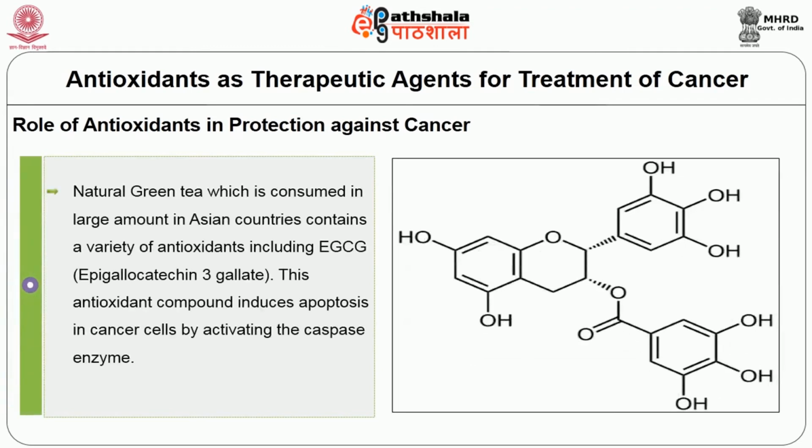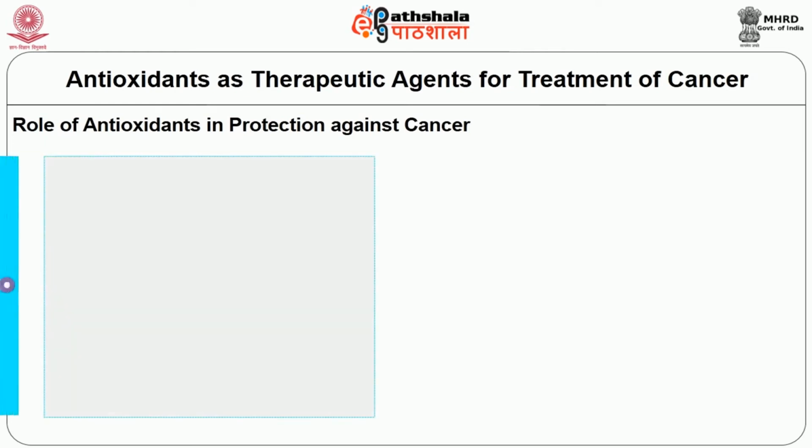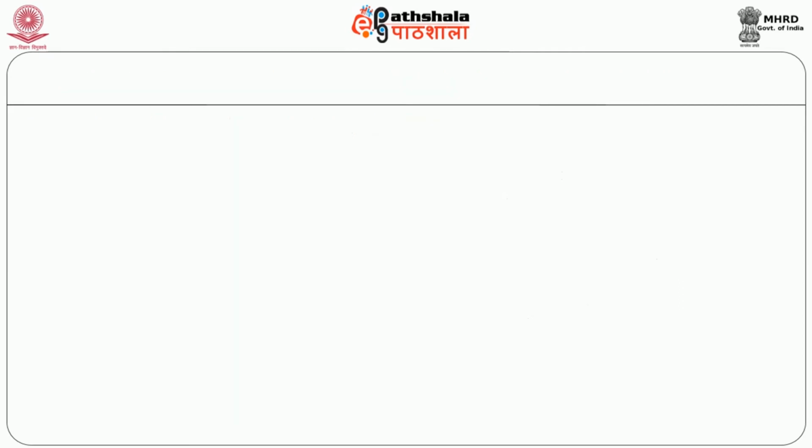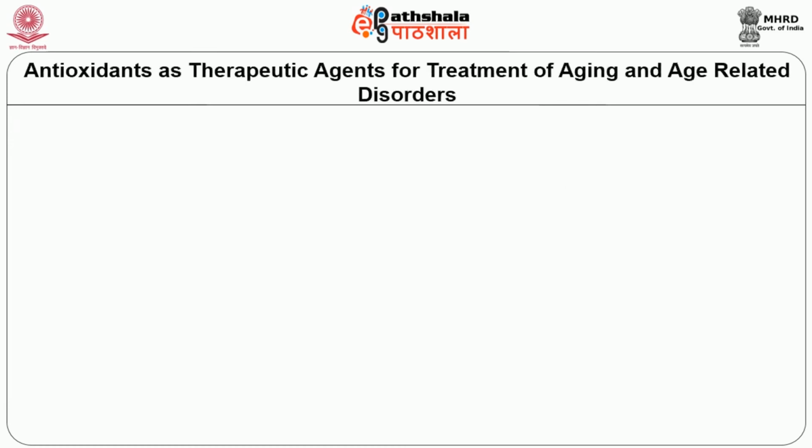Natural green tea, which is consumed in large amounts in Asian countries, contains a variety of antioxidants including epigallocatechin 3-gallate. This antioxidant compound induces apoptosis in cancer cells by activating the caspase enzyme. Not only natural antioxidants, but even synthetic chemical antioxidants like butylated hydroxytoluene and butylated hydroxyanisole have also been found to inhibit the development of carcinogen-induced tumors. Next, we will discuss the role of antioxidants as therapeutic agents for treatment of aging and age-related disorders.